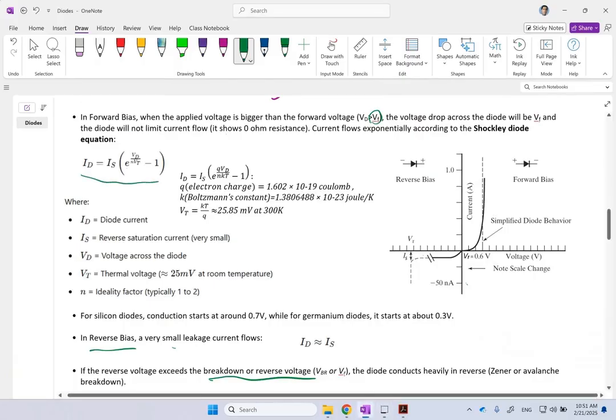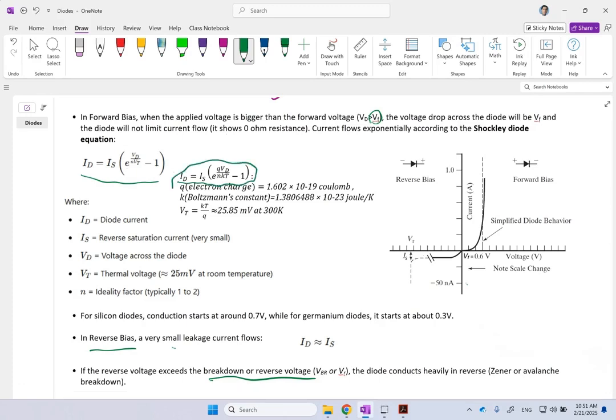Instead of this equation, you might see this one. That is the same equation, okay? Except now, instead of this VT, the thermal voltage, they have kT over q, where you can see the kT here and the q has gone to the denominator. That is the same as VT, where k is the Boltzmann constant, which is 1.38 times 10 to the negative 23 joules per Kelvin, and q is the electron charge, which is 1.6 times 10 to the negative 19 Coulomb, and T is the absolute temperature.